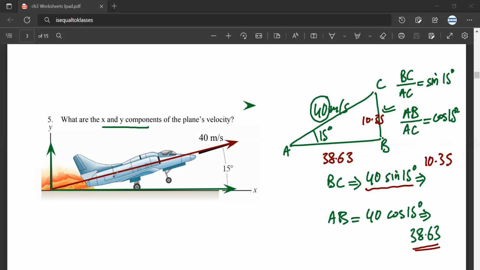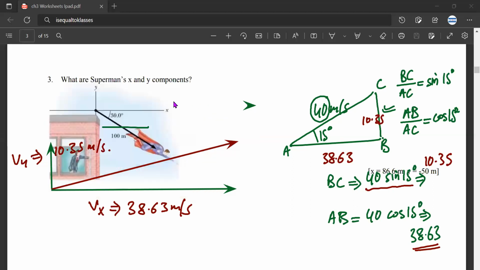And in terms of the vectors, the x component of the velocity would be 38.63 meter per second, and the y component of the velocity would be equal to 10.35 meter per second. Chris, is it fine? Yes, sir.